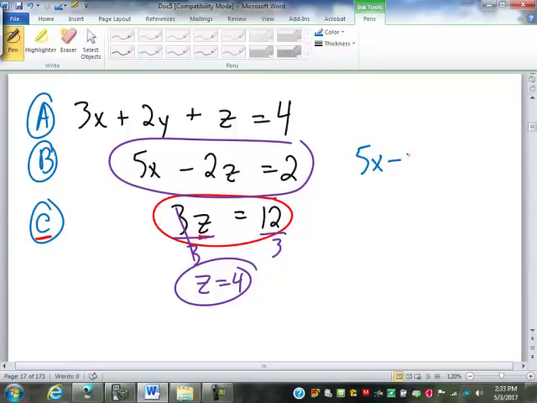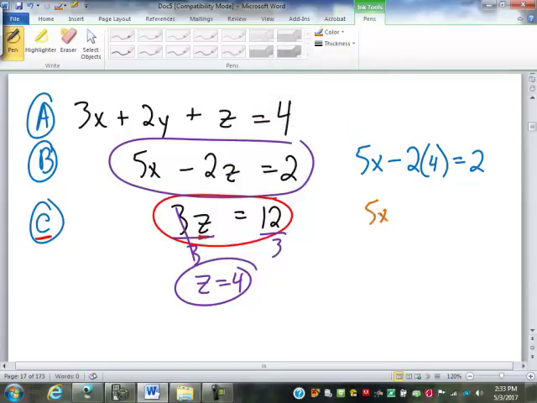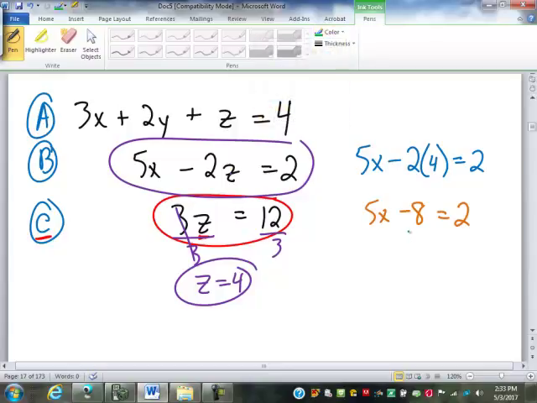So 5x minus 2 times z becomes 2 times 4 equals 2. So that's 5x. What's negative 2 times 4? Negative 8. Negative 8 equals 2. Then what? Add 8. I add 8. So 5x equals 10, and then divide by 5 and x equals 2. Perfect. I divide by 5, and x equals 2.